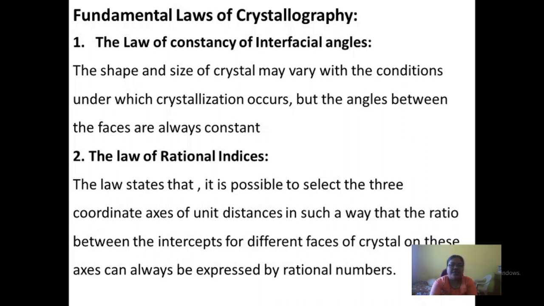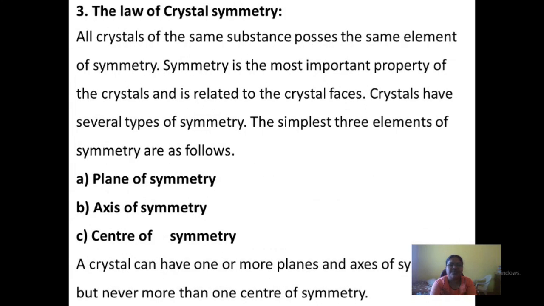Then the law of rational indices. The law states that it is possible to select the three coordinate axes of unit distances in such a way that the ratio between the intercepts for different faces of crystal on these axes can always be expressed by rational numbers.